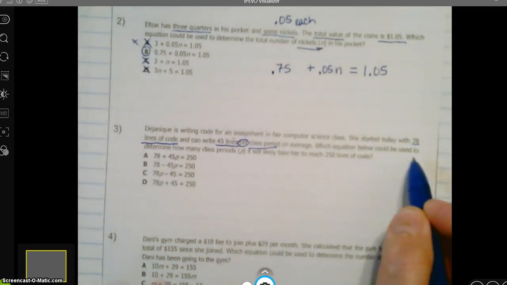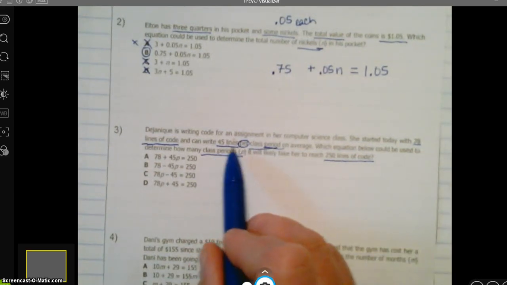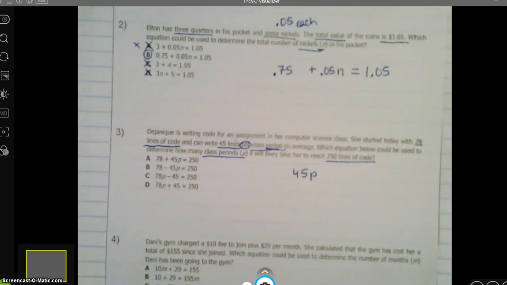Which equation below could be used to determine how many class periods P, so this is the one we're using right here, it will likely take her to reach 250 lines of code. So let's start with one thing that we know. It's 45 lines per class period. So probably I'm going to see this in my answer: 45 times however many class periods. So let's go over here, and it's not going to be C, it's not going to be D.